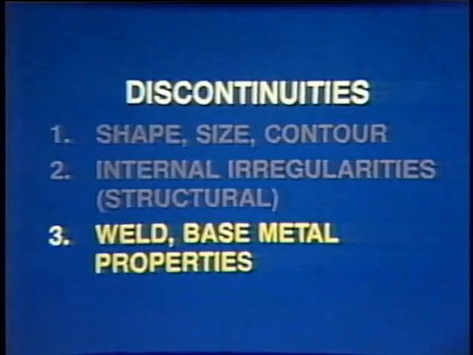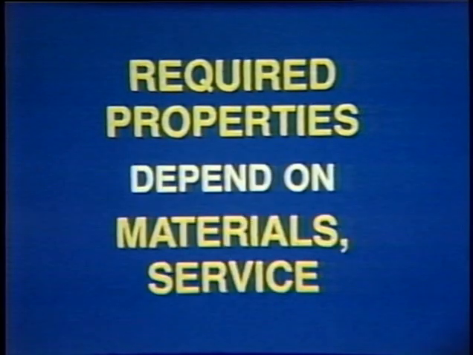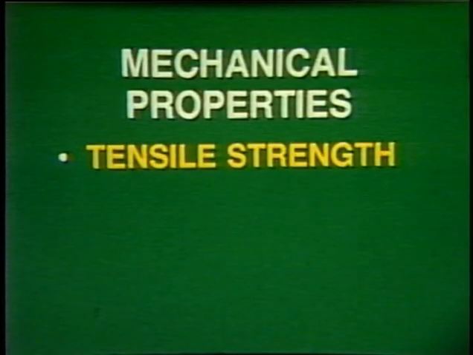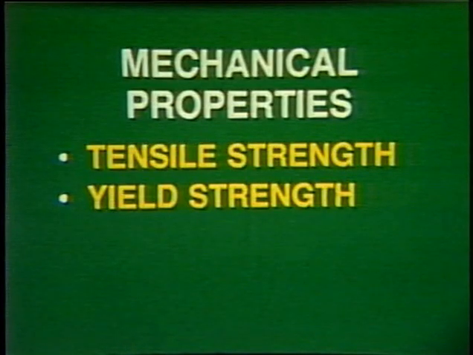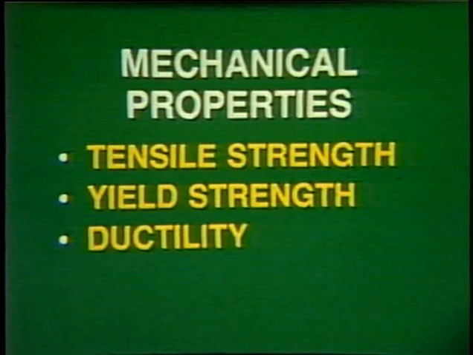The final class of discontinuities to be discussed is related to weld and base metal mechanical and chemical properties. In some cases, specific mechanical, chemical, or physical properties are required in welds. The requirements depend upon the type of material being welded and the service requirements of the weldment. Mechanical properties that must be checked against prescribed requirements include tensile strength, yield strength, ductility, and impact strength.